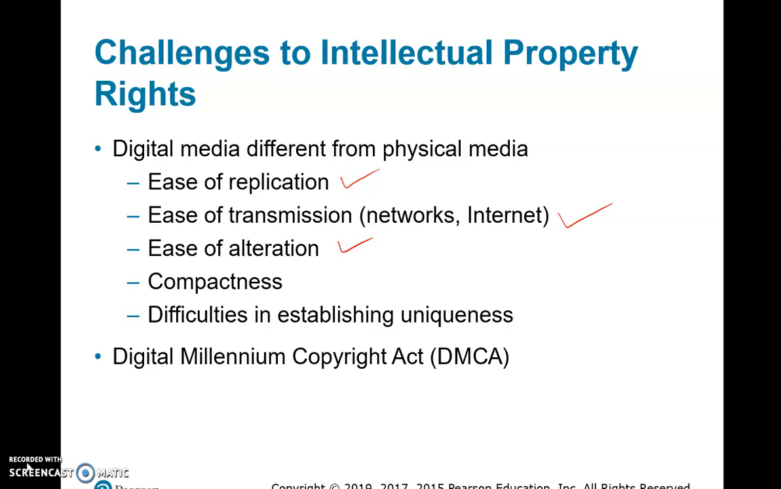Microsoft and another major software company like Adobe are represented by the Software and Information Industry Association, called SIIA.